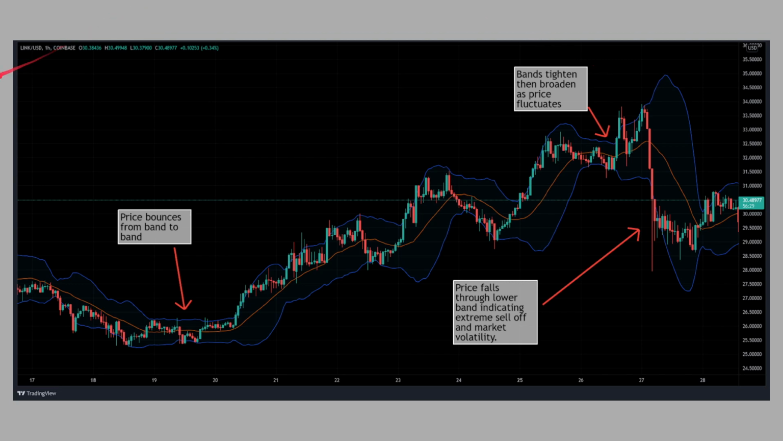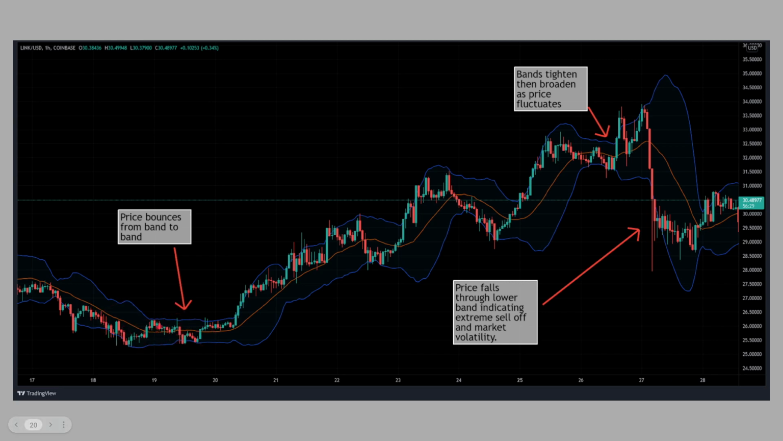Now here we see Chainlink to the US dollar. This is the 1 hour chart on Coinbase. There's a couple of key moments we want to take a look at with this price action in regards to how the Bollinger Bands are reacting to Chainlink's price movement. So here we see price bounces from band to band. This is a period of consolidation.